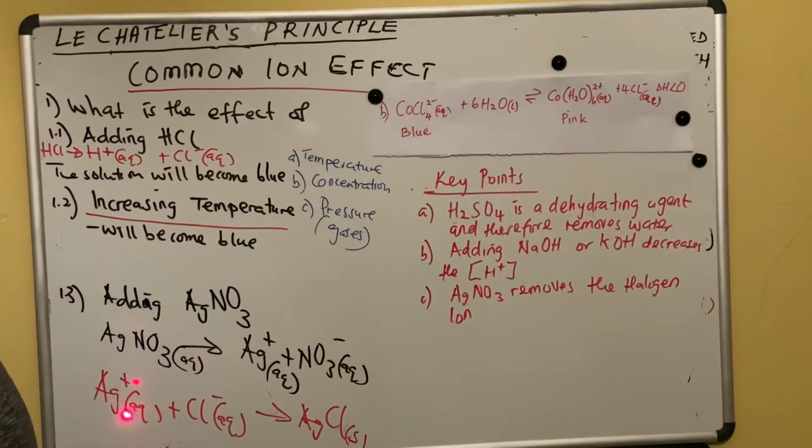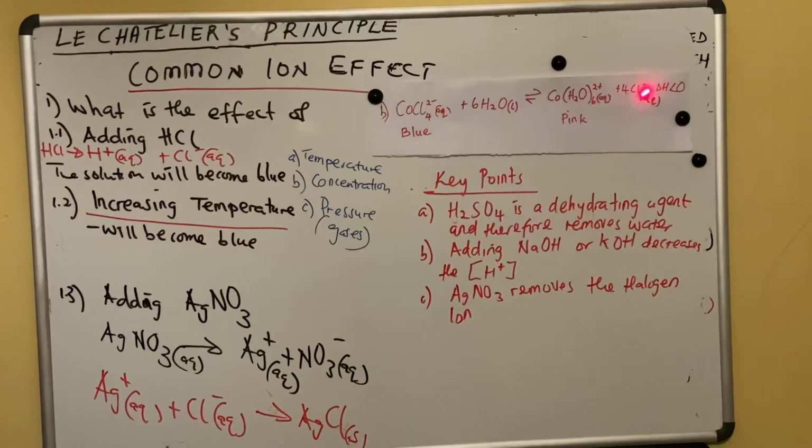They are reacting with the silver part of the silver nitrate. So we are going to see a decrease in the concentration of the chloride ions because they will be reacting with the silver nitrate. So adding silver nitrate actually means reducing the concentration of the chloride ions.